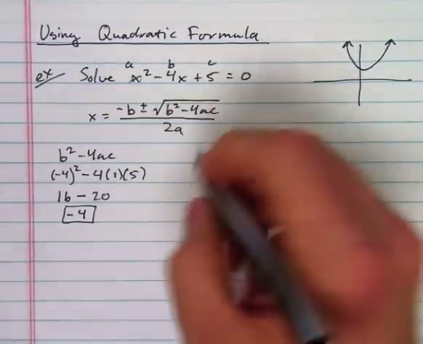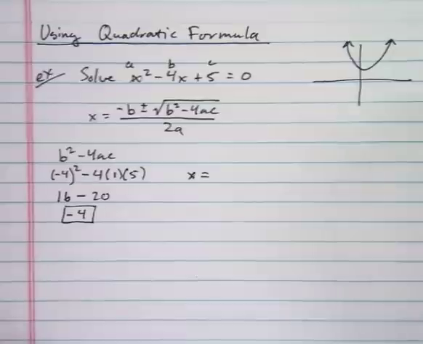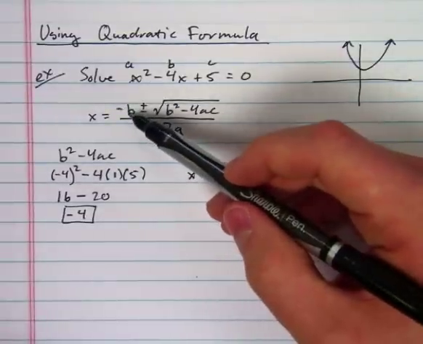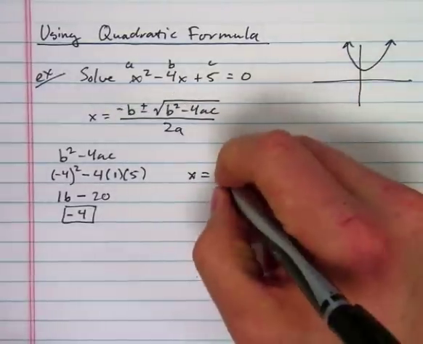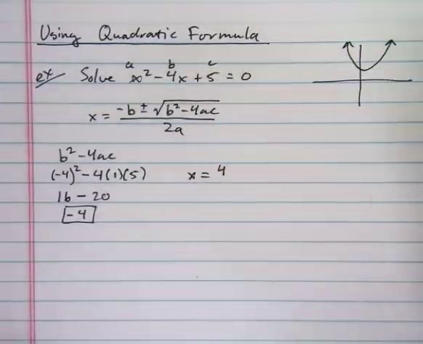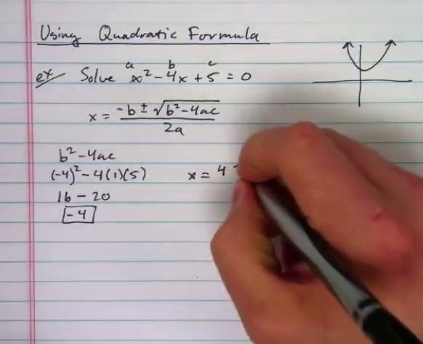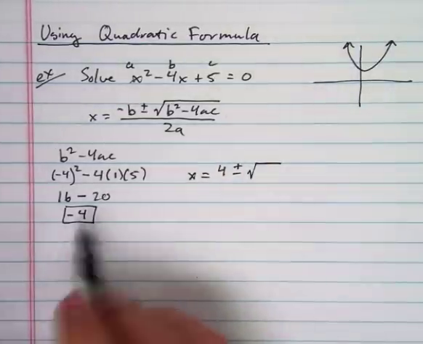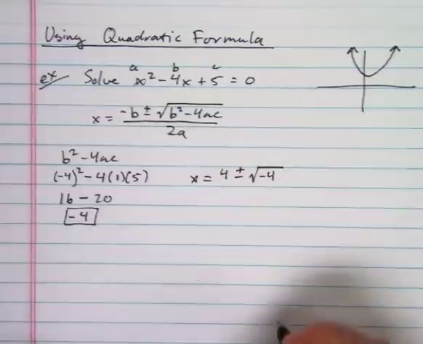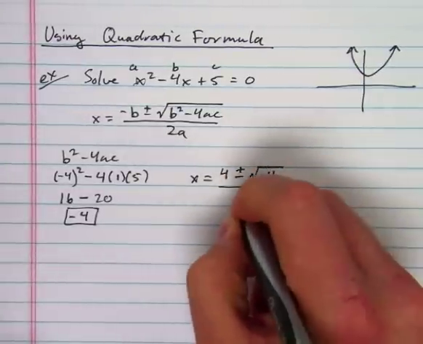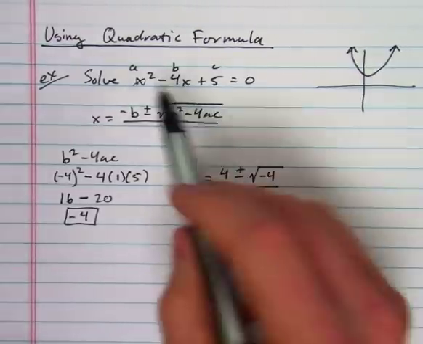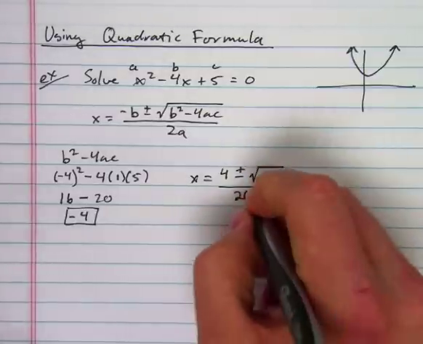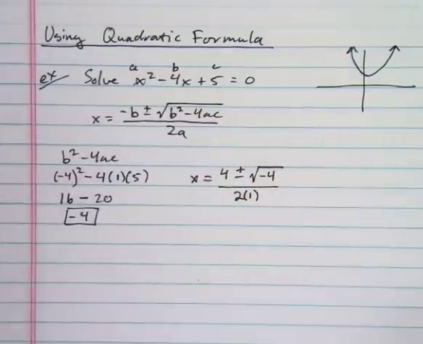We're going to go back to the equation, and we have to do the opposite of b. So that would be a positive 4 here, because b was already a negative 4. We're going to do plus or minus the square root, and then we have this negative 4 we need to put down in there, all over 2 times a. Now in this case a is 1, so it's just going to be 2 times 1.